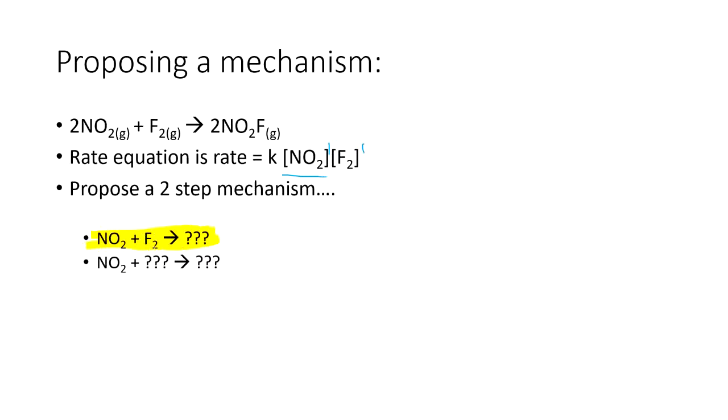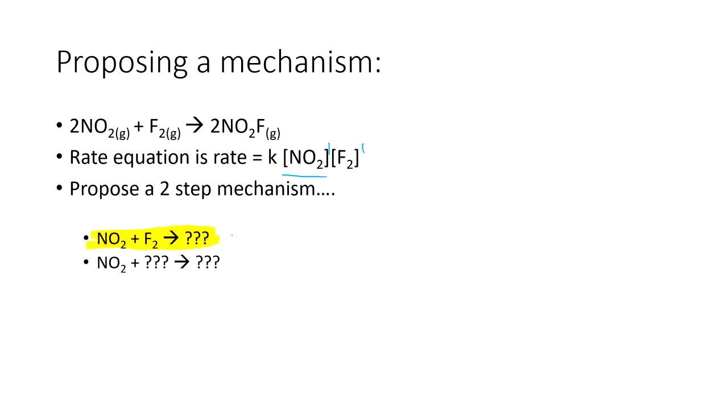So we've got 1 nitrogen dioxide, 1 fluorine here. Okay, that's going to produce something. We don't necessarily know what that is, but we have to propose something that's reasonable. And they give you a lot of leeway. The most important thing is that your two steps of your mechanism end up adding up to whatever it is in total.